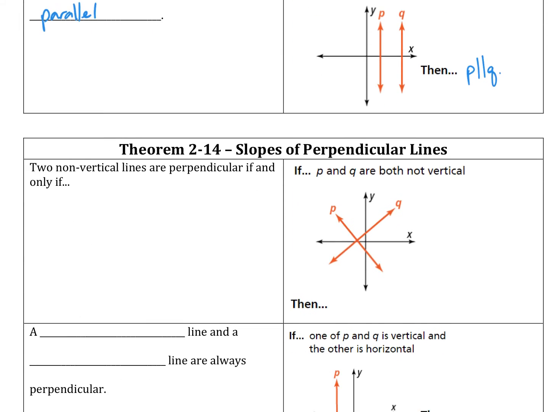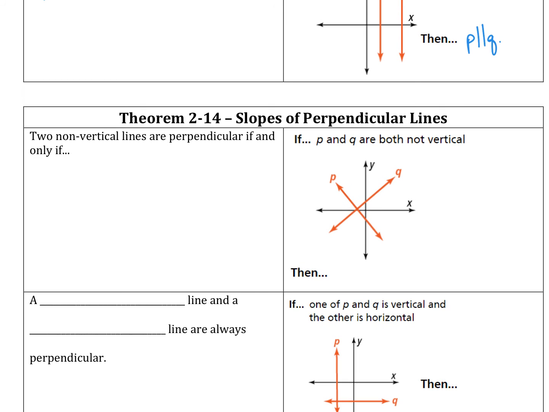Now, what about perpendicular lines? How are the slopes of perpendicular lines related? Well, if I just look at this diagram, I can at least say something about their slopes. If P and Q are perpendicular, one of them has a negative slope and the other one has a positive slope. So we can already see that their slopes are definitely not going to be equal. One's negative and one's positive. What relationship do they have to one another?